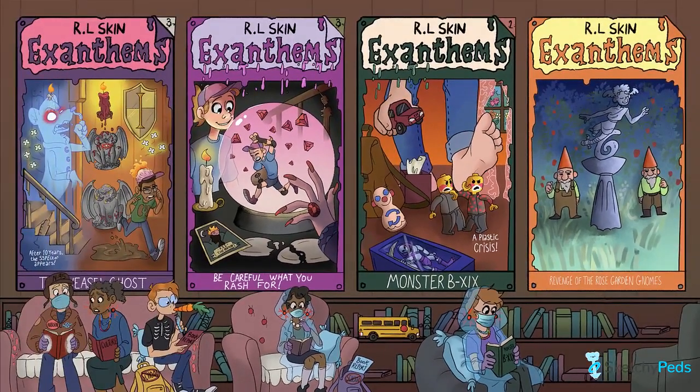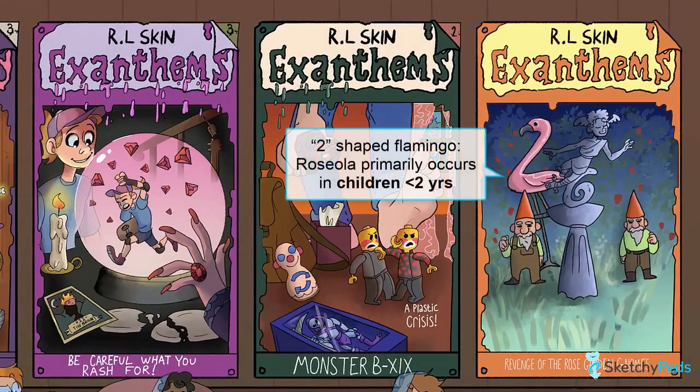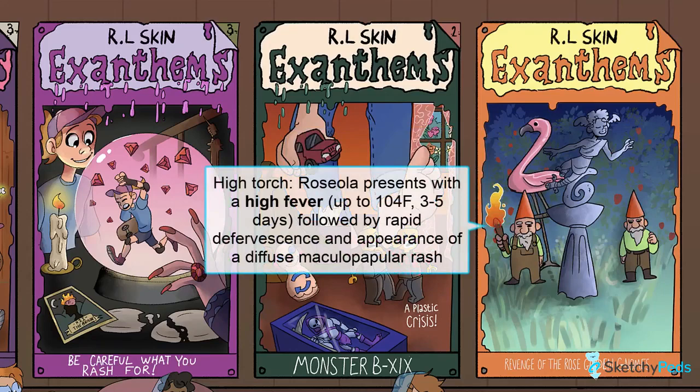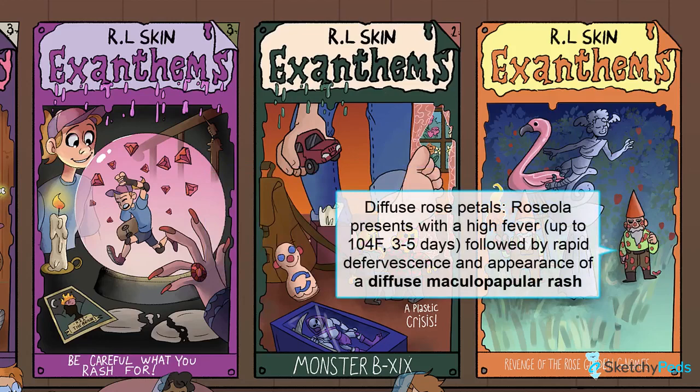All right, let's move on to the last book in the Exanthems series for today, featuring more little creepy things. Roseola primarily occurs in children before 2 years of age, shown by the flamingo lawn ornament shaped like a number 2. The defining presentation of roseola is the onset of a high fever, hence the big elevated gnome torch. The fever lasts 3 to 5 days and is followed by a diffuse maculopapular rash that emerges as the fever abruptly resolves, and is represented by the diffuse maculopapular rose petals.